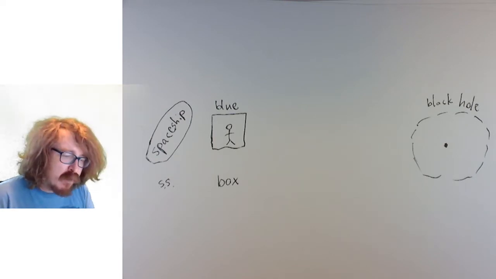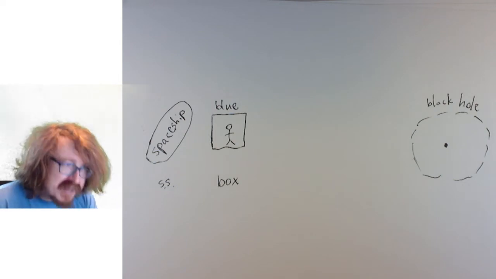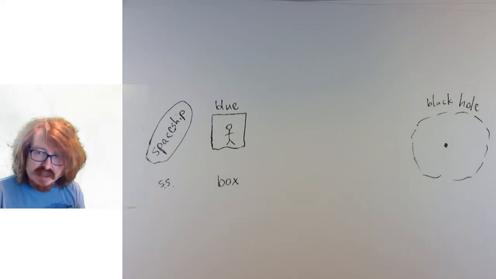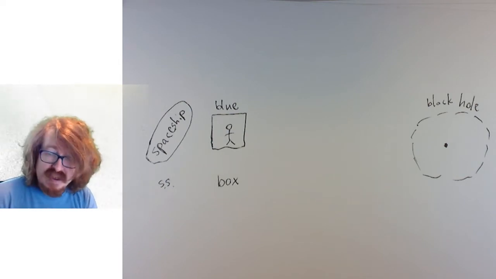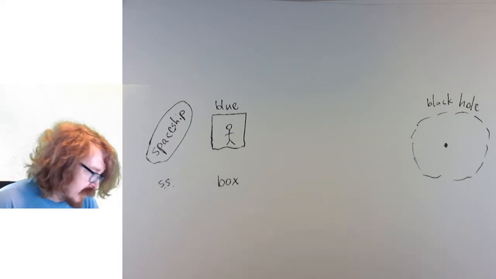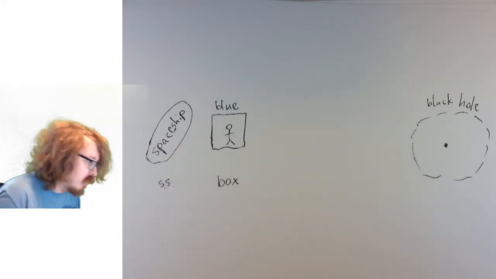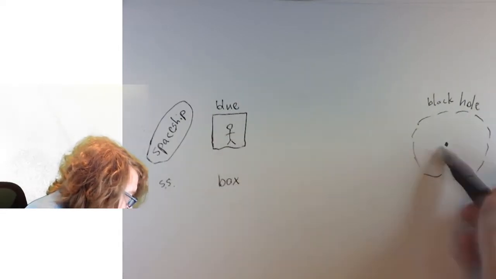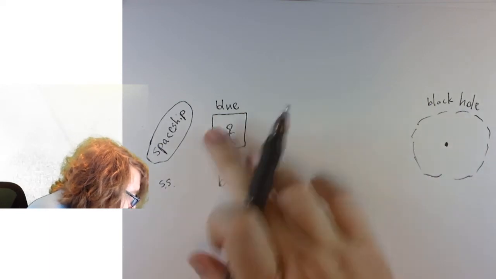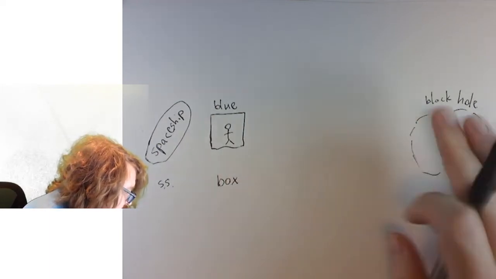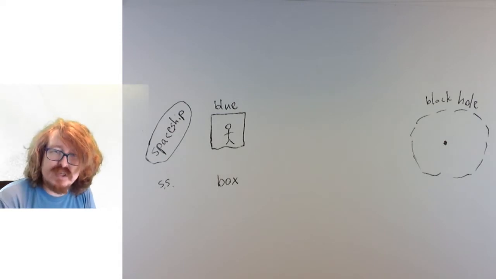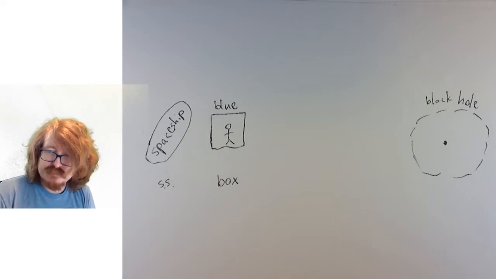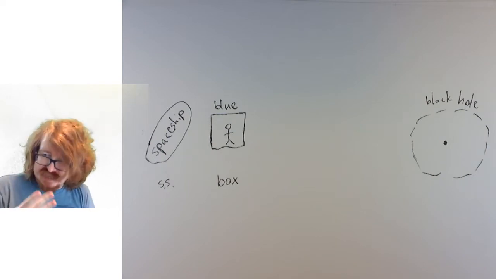The first thing I want to talk about, though, is not an effect of relativity. So this effect is going to happen from everybody's point of view. Everybody's going to see this happen to the guy in the box. Okay, so first of all, he's going to fall towards the black hole. So as he gets closer and closer to the black hole, what happens to the amount of gravity he feels? Is it more or less?